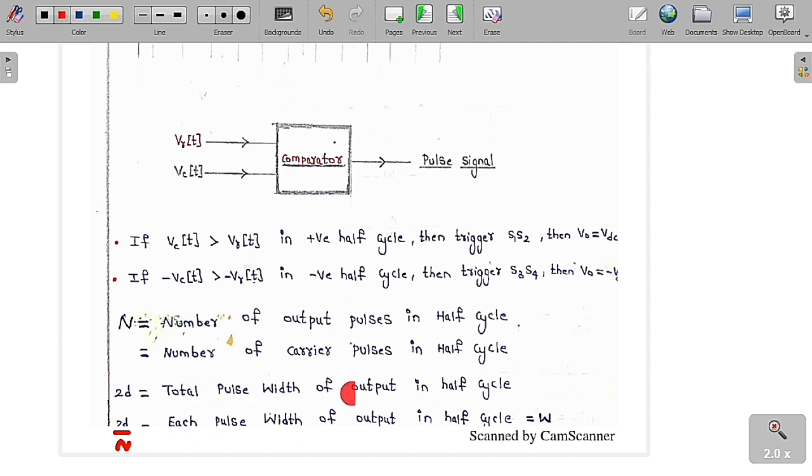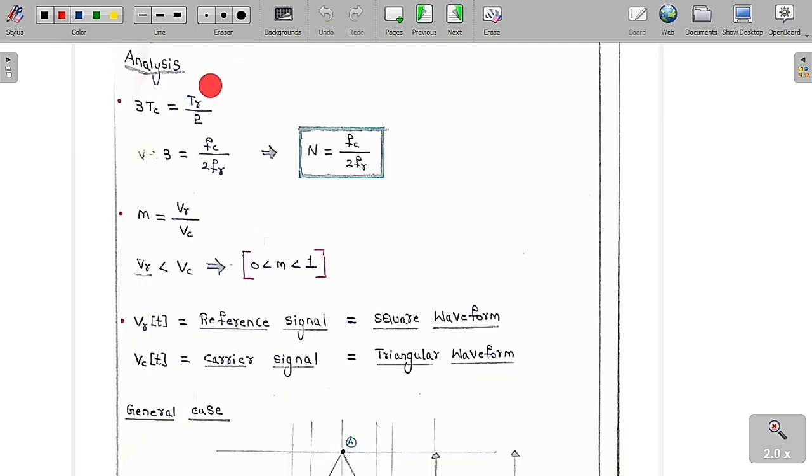So 2D is the total pulse width of output in half cycle. Therefore 2D by n is the each pulse width of output in half cycle, equal to W. Simply, n is the number of pulses we are going to get in the output in half cycle, or the number of carrier pulses in the half cycle. Or 2D is the total pulse width of the output signal in a given half cycle. That is, 2D by n is the each pulse width of output in half cycle, equal to W. So now we are going to do some more analysis.